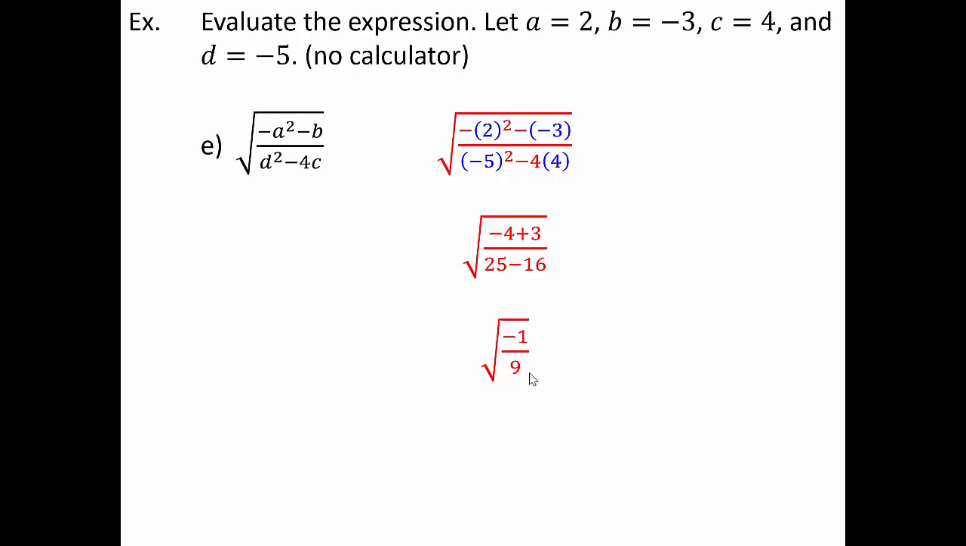First off, anytime we have a negative number underneath a radical, hopefully you remember from Algebra 2, the square root of a negative means i. So the square root of the top would be i, and the square root of the bottom would be 3. Final answer.